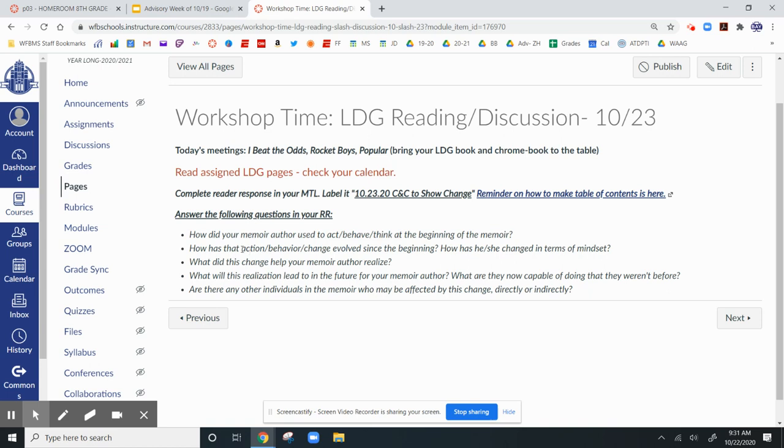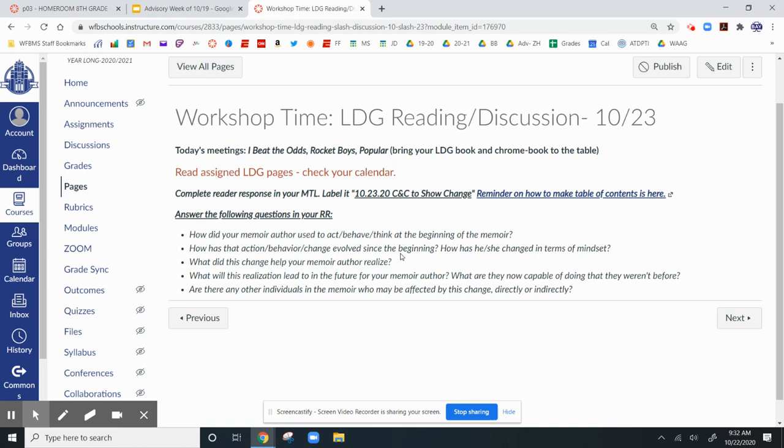What I'm wondering here is, 1, how did your memoir author used to act, behave, or think at the beginning of the memoir? So kind of set the stage by providing some context in what they used to believe in or how they used to think. How has that action, behavior, or change evolved since the beginning? That's where you prove that the signpost has taken place. How has he or she changed in terms of mindset, behavior, and attitude? What did this change help your memoir author realize?